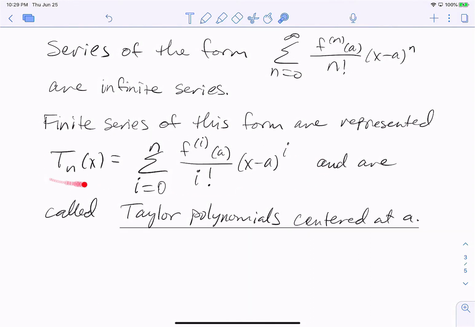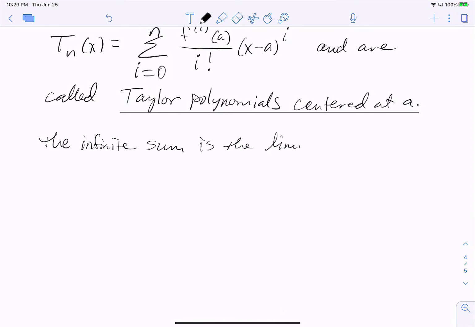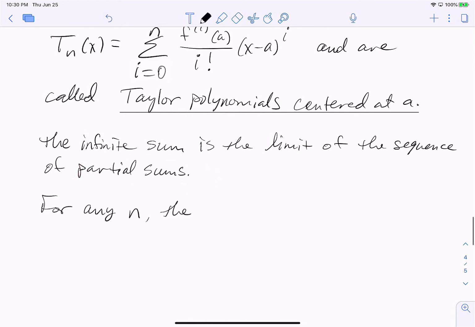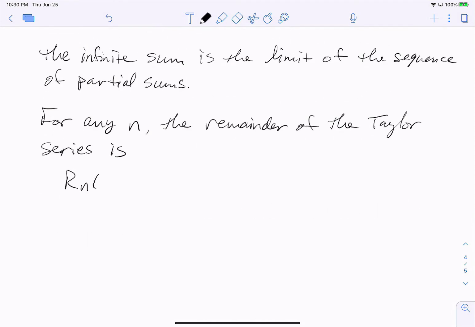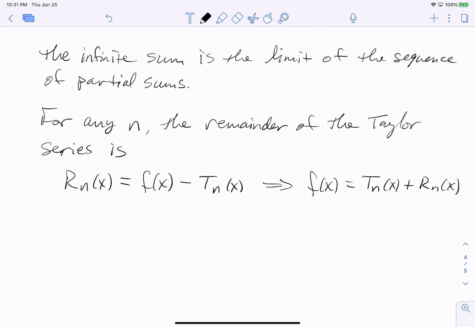Because these represent a finite number of terms, they are a partial sum for the actual infinite series. The infinite sum is the limit of the sequence of partial sums. For any partial sum, there's a remainder. And for any n, the remainder of the Taylor series is r sub n of x, which is equal to f of x, the full-on function, minus t sub n of x, that's the partial sum that we would have added together. And now this implies that f of x is equal to that partial sum plus the remainder sub n. That should make perfect sense.